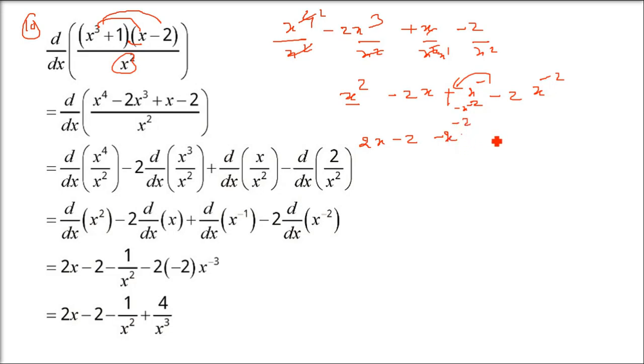Minus x raised to minus 2. Then we have minus 2 and x raised to minus 2, so minus 2 comes outside, x raised to minus 2 minus 1, so x raised to minus 3 it is. This is 2x minus 1 by x square, then minus minus plus 4 by x cube. Okay, this is the solution for question number 10.